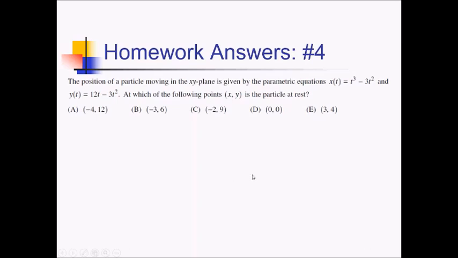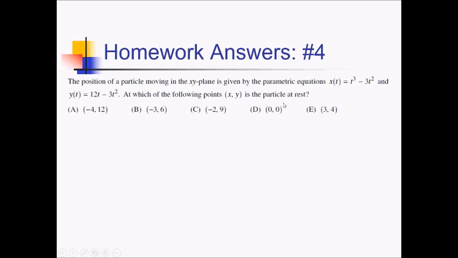On this no calculator problem, we have a particle moving in the xy plane with these parametric equations. We want to know at which point the particle is at rest. So this one's going to take a little bit of work. At rest means x prime, and they only give us x here, so we'll have to find x prime, but we're saying x prime and y prime, our motion components, are both 0 if our particle's at rest. It has no horizontal or vertical motion.